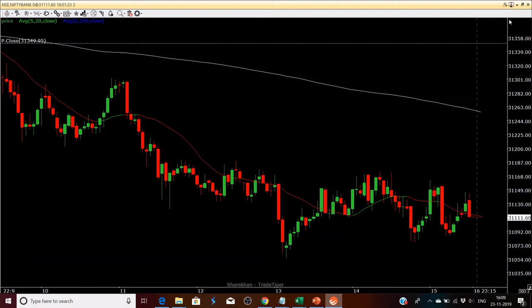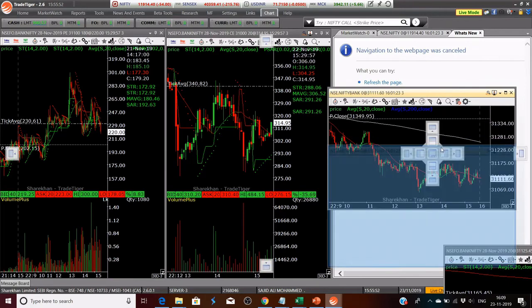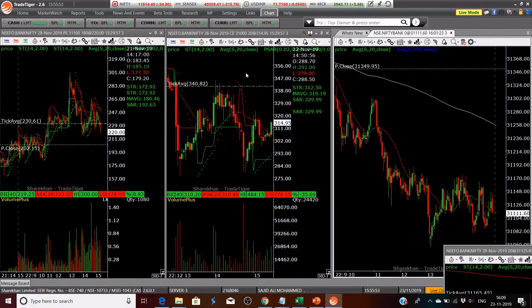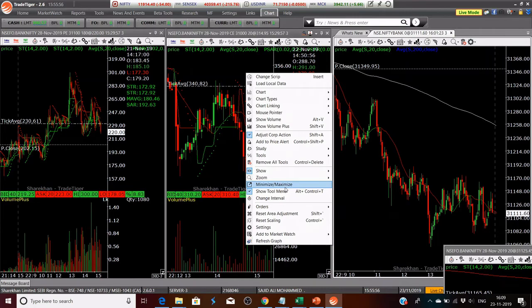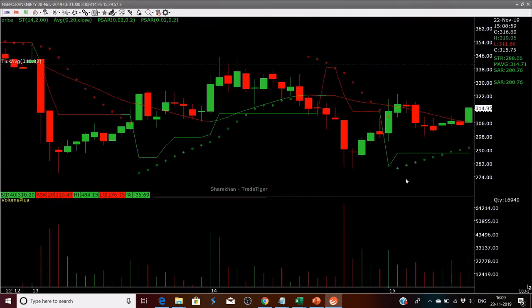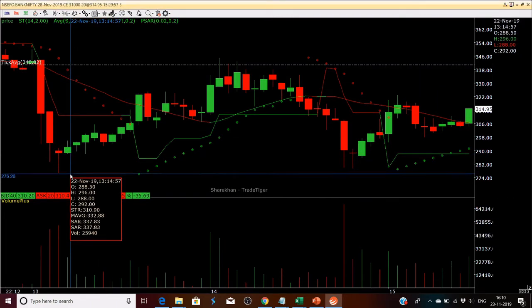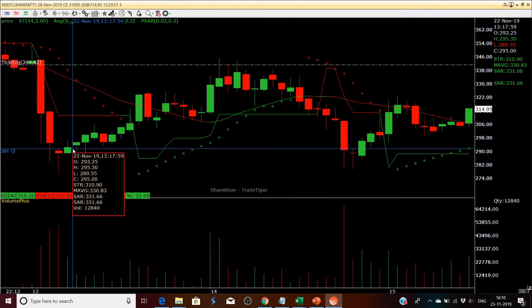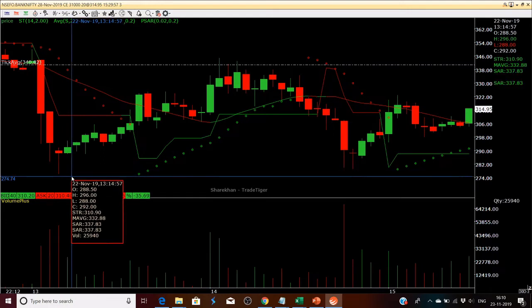Let's look at the example. Let's take a look at the 31,000 call. Here it is already open. So this was the point. Here you have identified the market has fallen. You have to wait for this candle to form and then immediately buy the 31,000 call, which will be around 291 here, and your stop loss will be at 274.